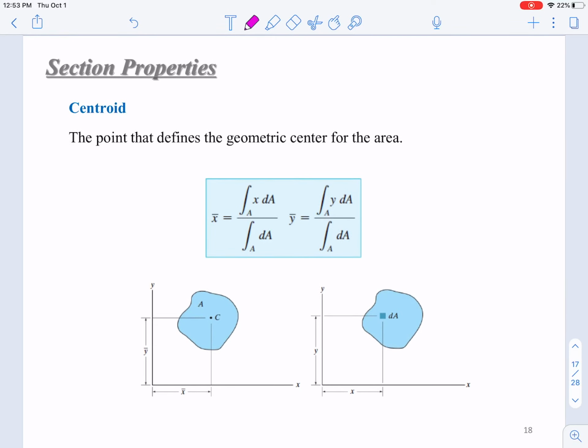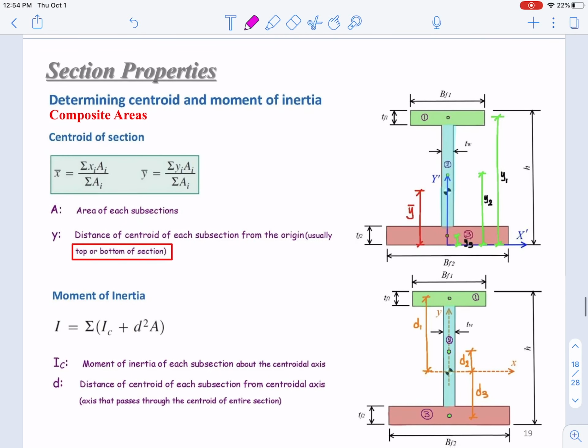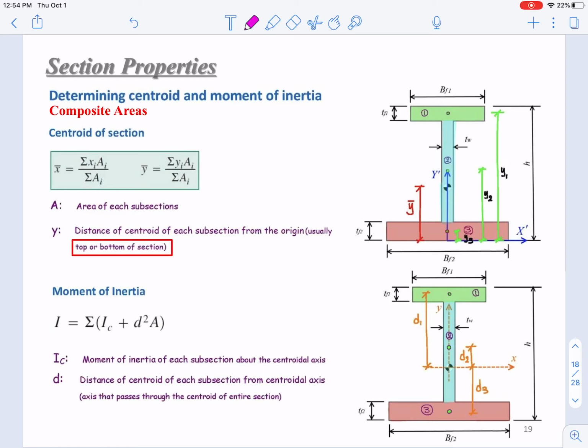Then we have another thing that is critical in this analysis, that is the centroid, the location of the centroid. Okay, this is the point that defines the geometric center for an area. If you have a random shaped area, then the centroid can be defined from such equations. It's just mathematically meaningful equations, but mechanically, especially in this entry-level mechanics class, this means nothing. Okay, so the centroid, if I give you a rectangle or a circle, it's easy to find the center.